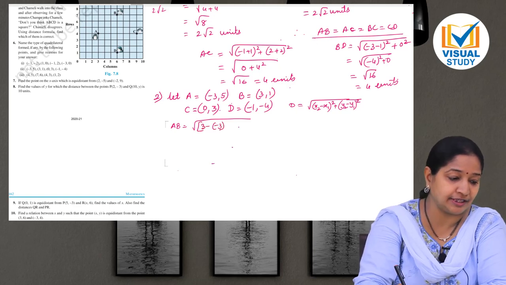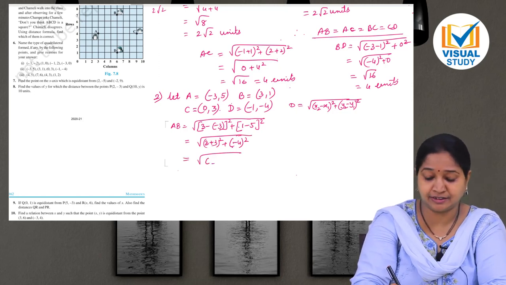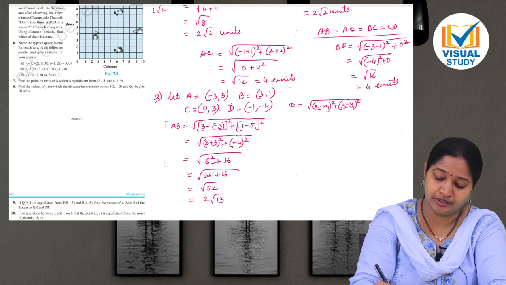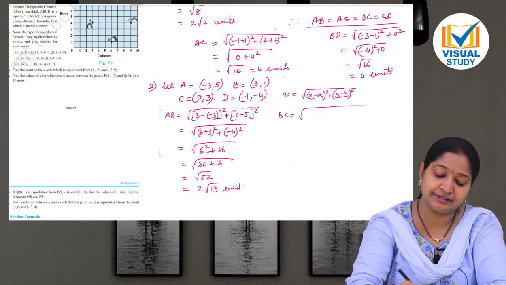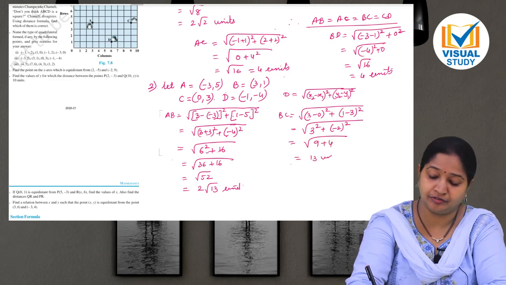3 minus minus 3 whole square plus 1 minus 5 whole square. That is 3 plus 3 whole square plus minus 4 whole square. What you get is 3 plus 3, 6 square plus 16, that is 36 plus 16, and you get root 52, and you have 2 root 13 as unit. Find out BC also. BC is 3 minus 0 whole square plus 1 minus 3 whole square. That is 3 square plus minus 2 whole square. Here it is 9 plus 4 and that is root 13 units.